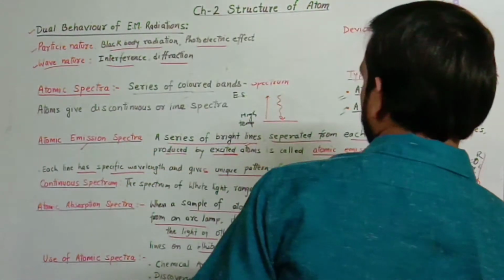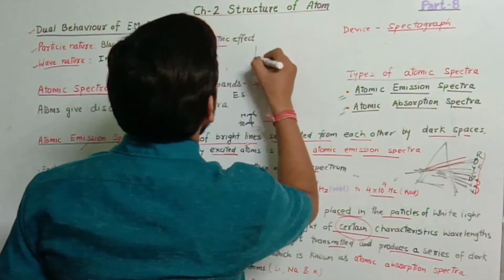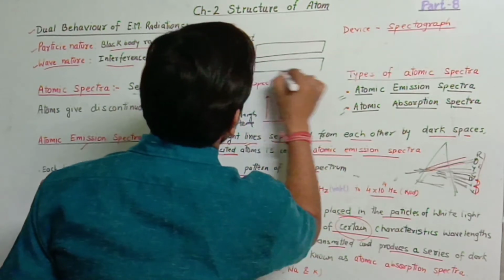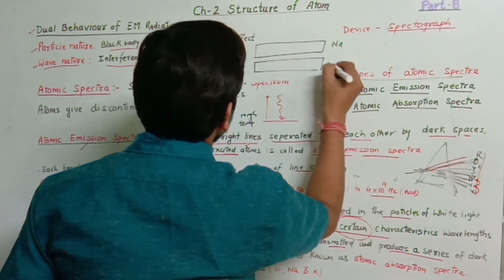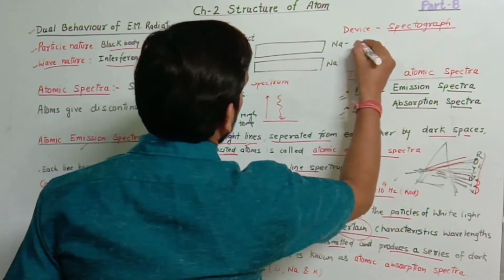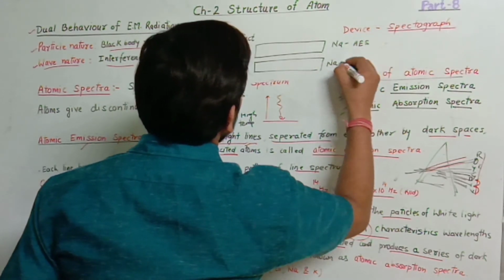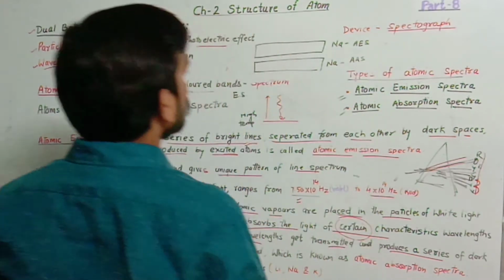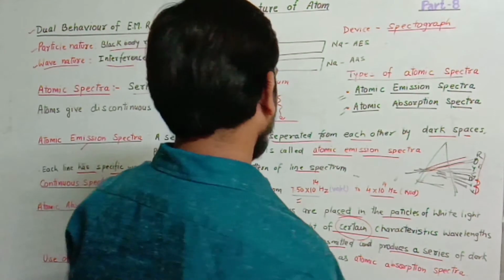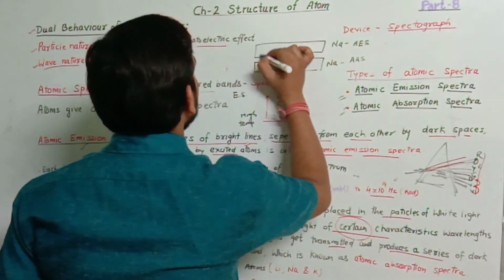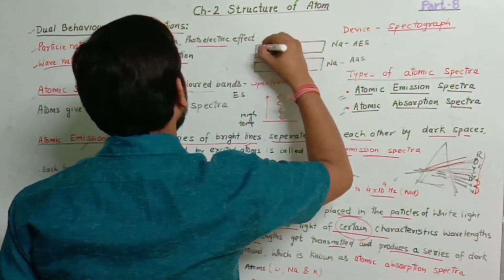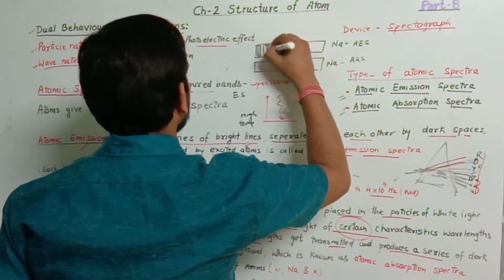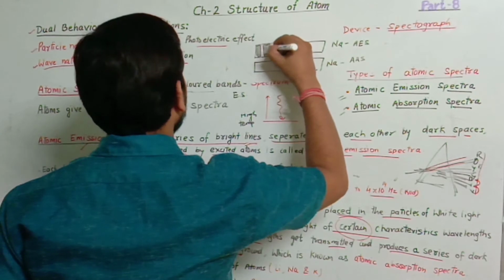I will tell you how we can distinguish these two. This is what, for any atom, we are comparing. First is atomic emission spectra. Second is atomic absorption spectra. Clear? So in case of atomic emission spectra, the space is dark but separated by white spaces. This white line.